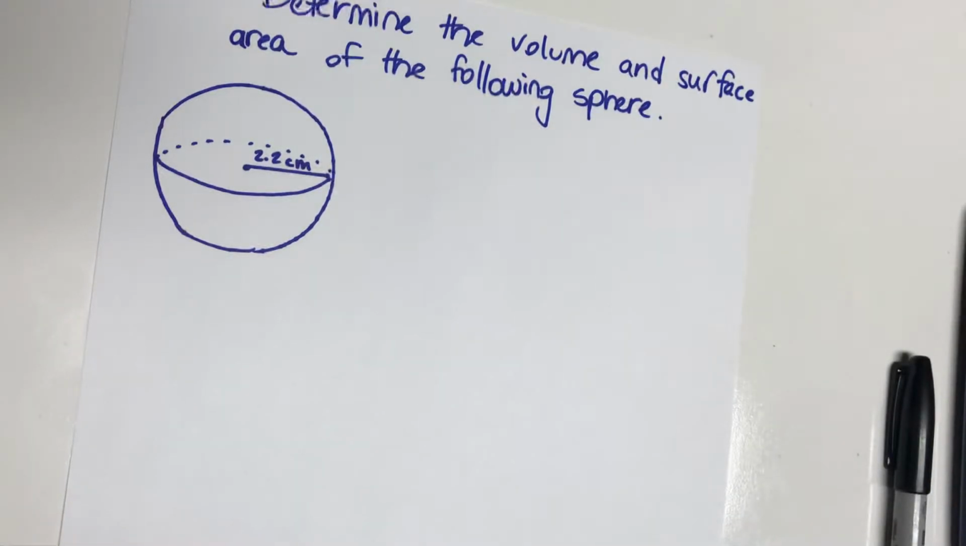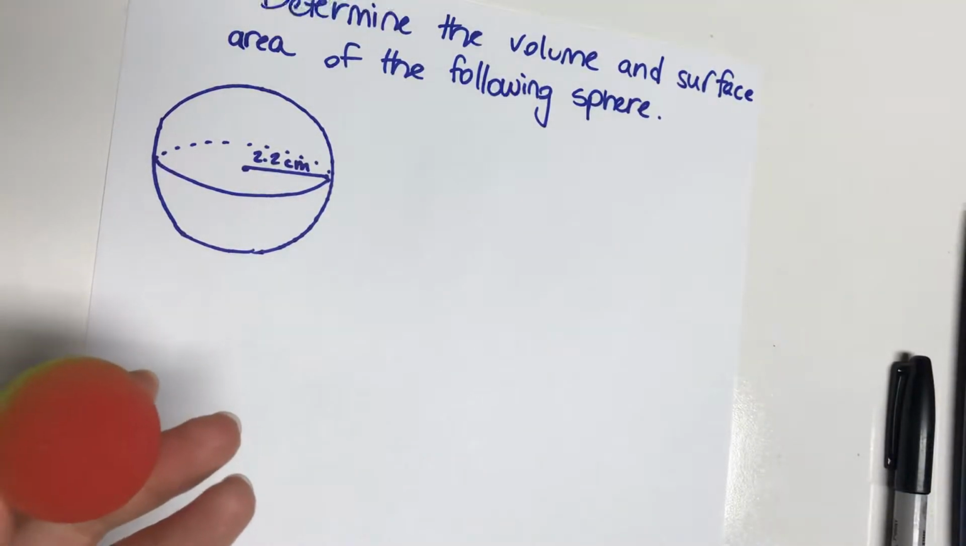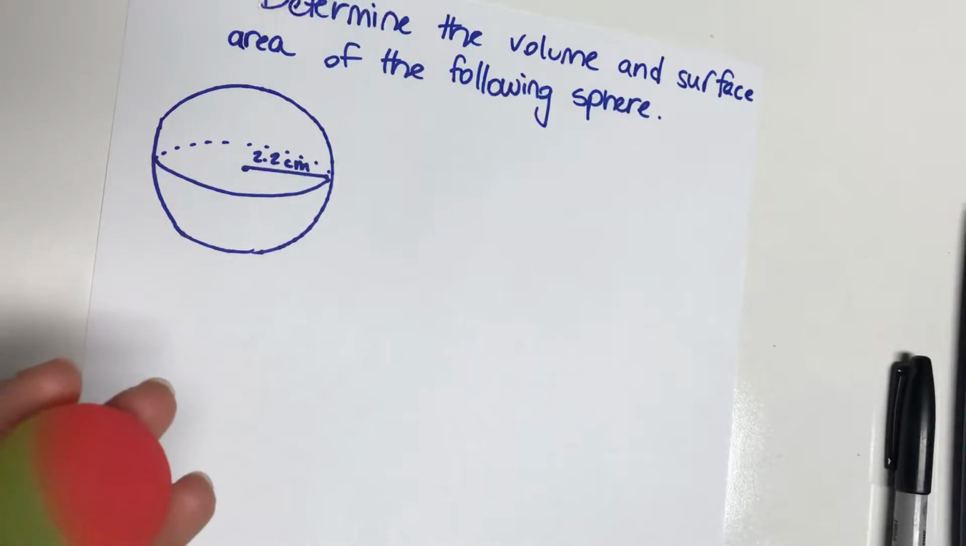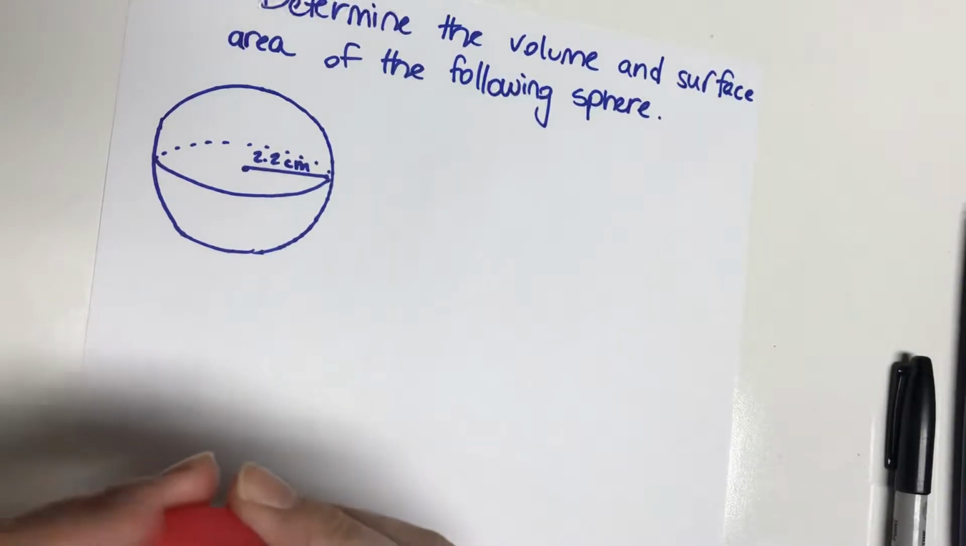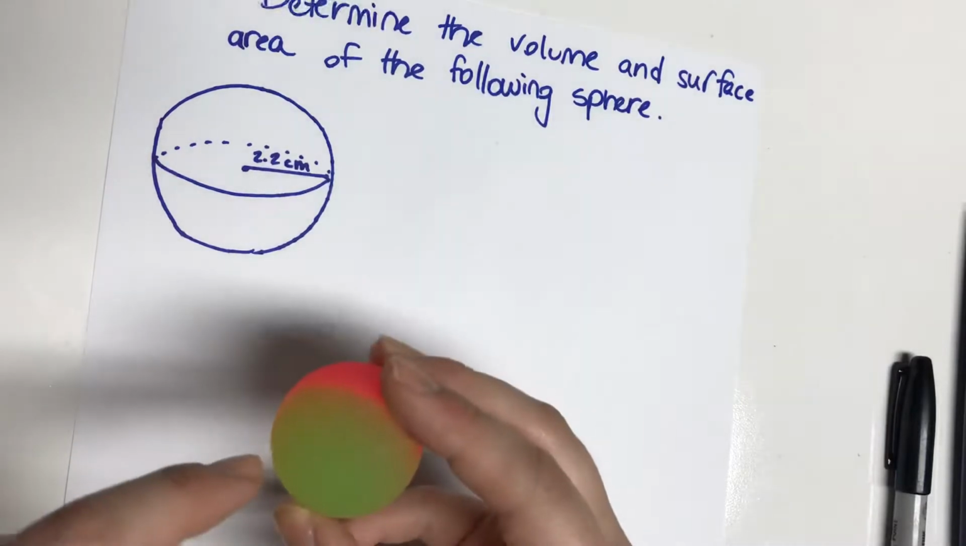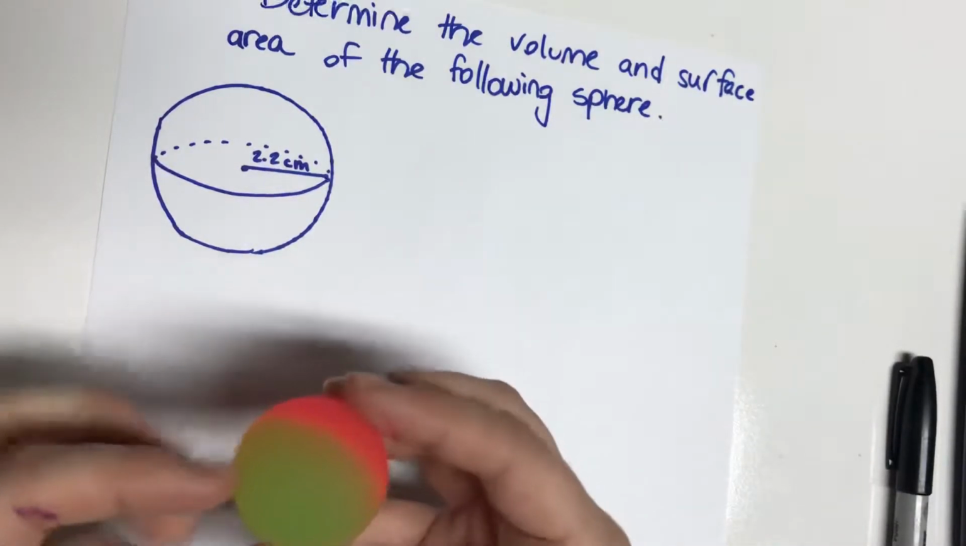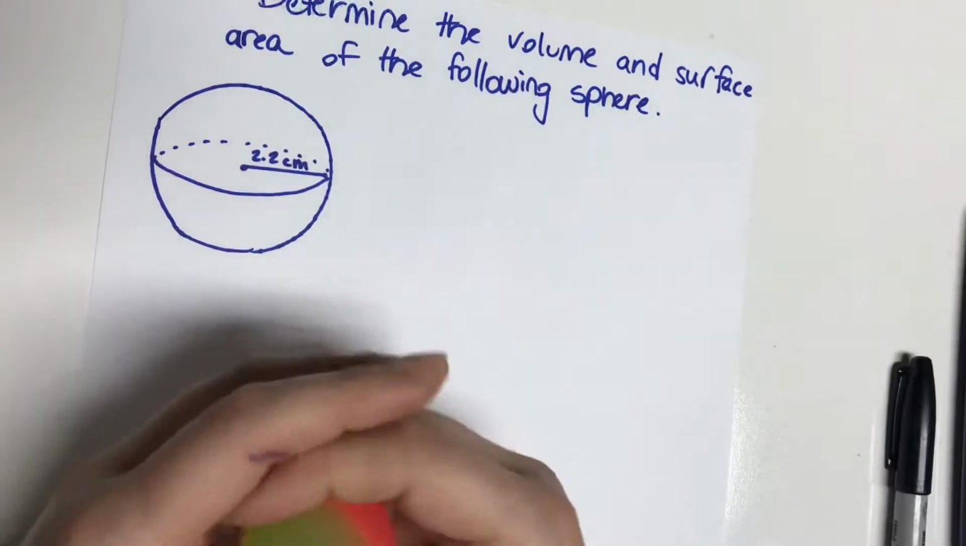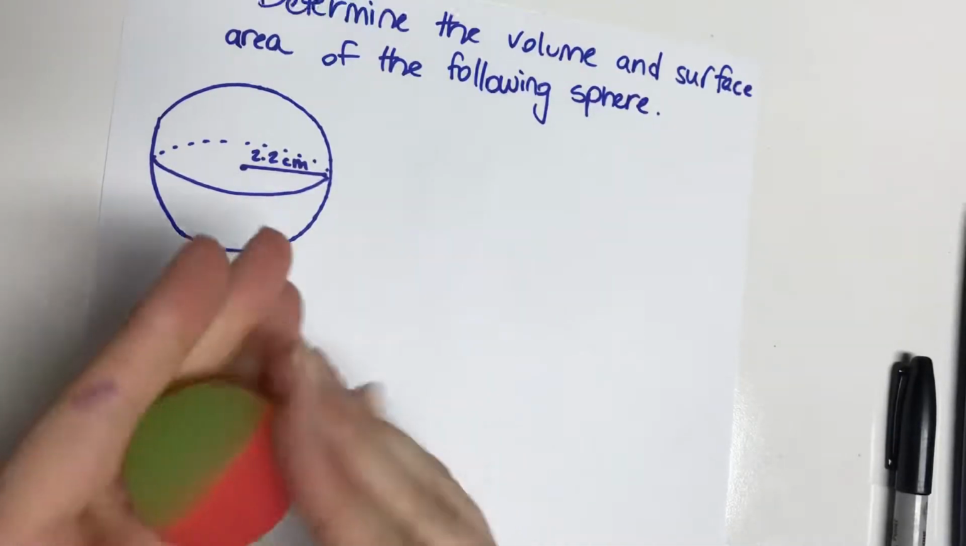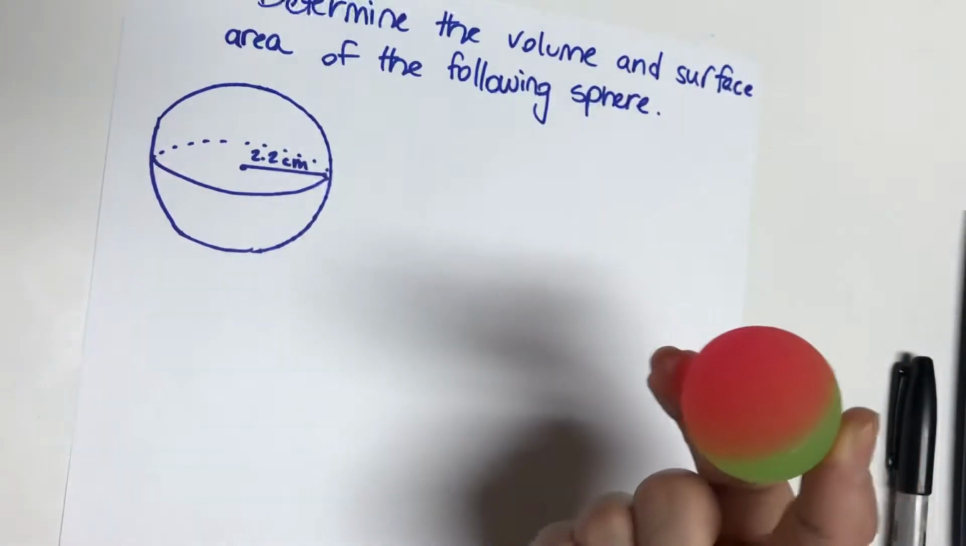Example 4. Determine the volume and surface area of the following sphere. So we have a sphere here. It's essentially like a ball. We define a sphere by saying all of these outside points, anything on the outside, is the same distance from the center. So it's not flattened and squished like this. It is the same all the way around.